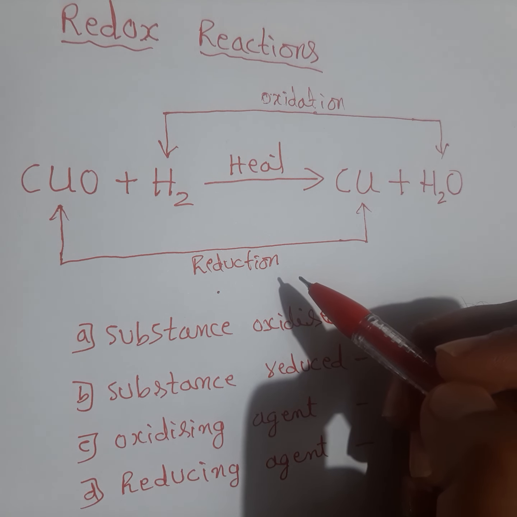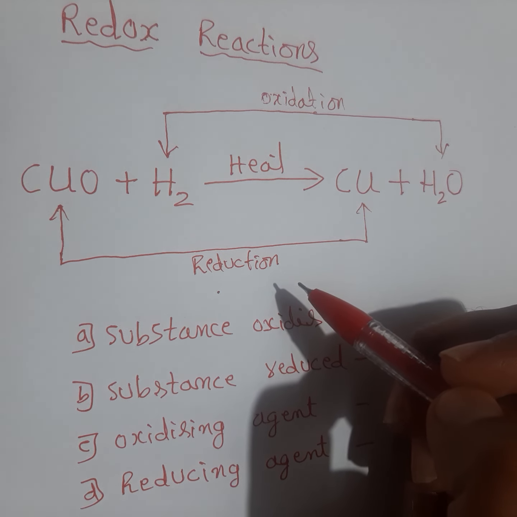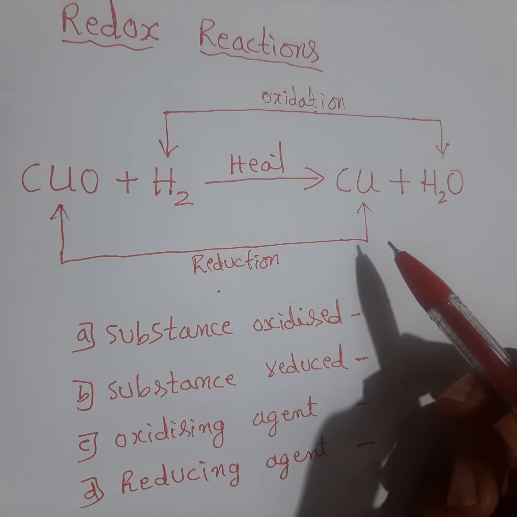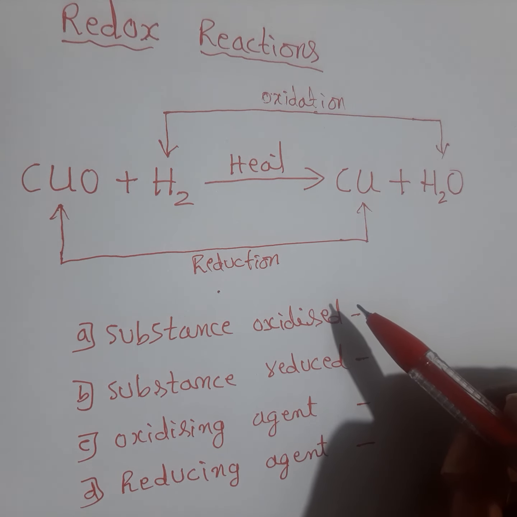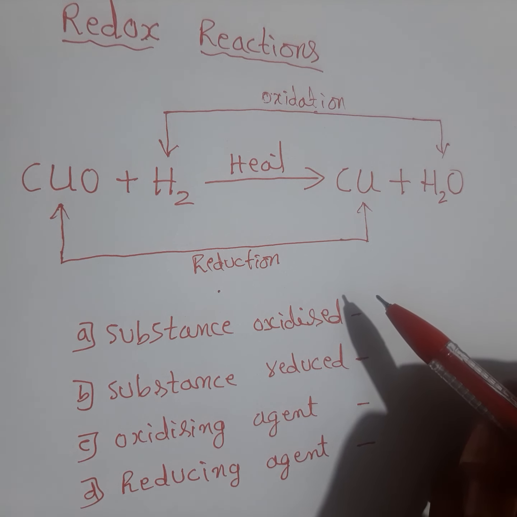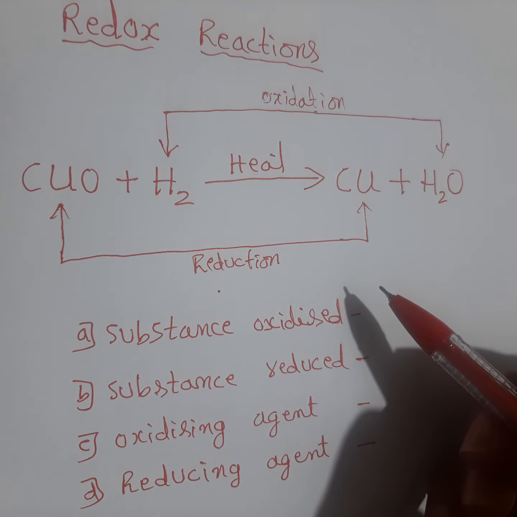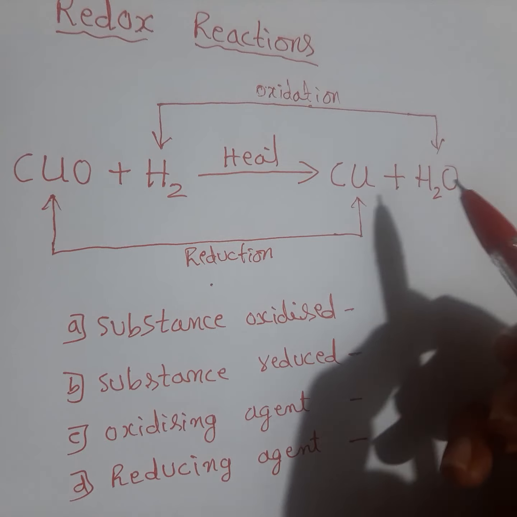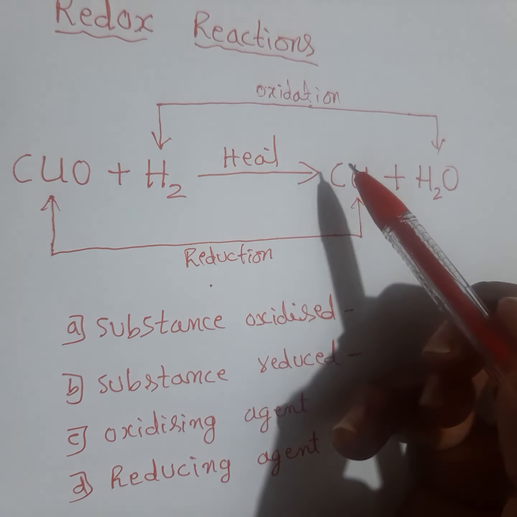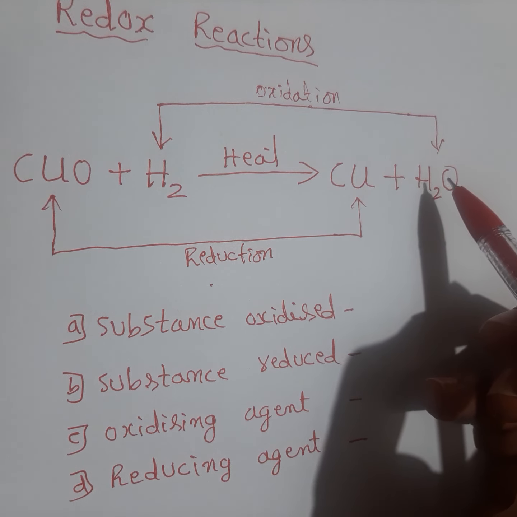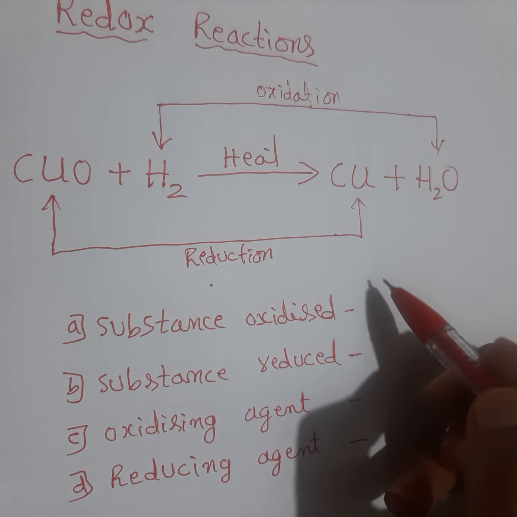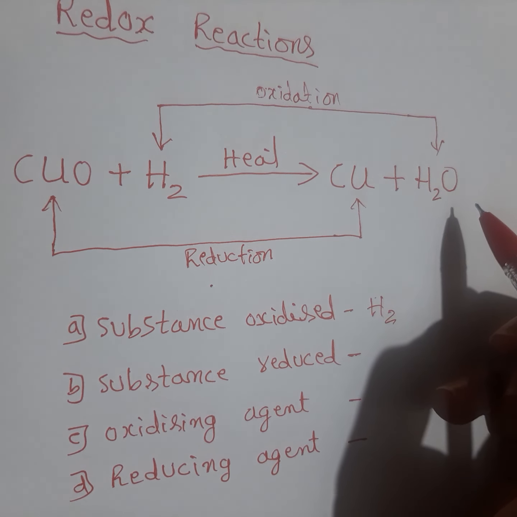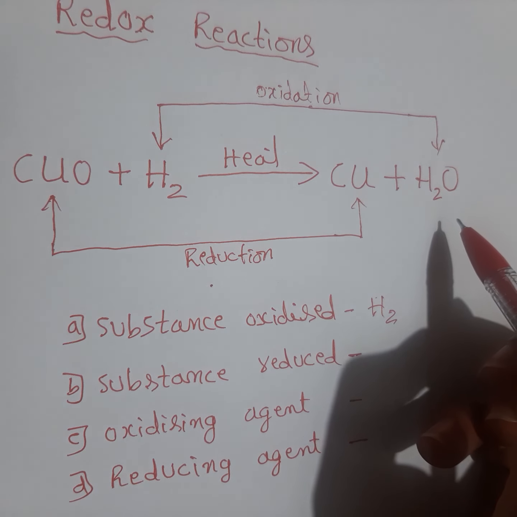In the examinations, questions may be asked related to these kinds of reactions. For example, for the above equation: name the substance oxidized. We already know that the substance which gets oxygen is said to be oxidized. Here hydrogen is getting oxygen, so oxygen is added to hydrogen. So the substance oxidized is hydrogen, because hydrogen got oxygen here. Therefore hydrogen is said to be oxidized.